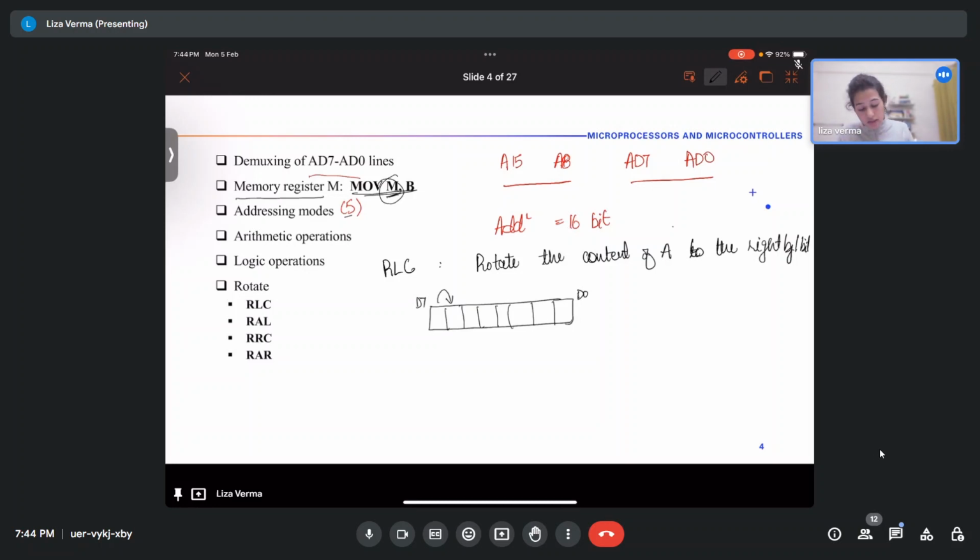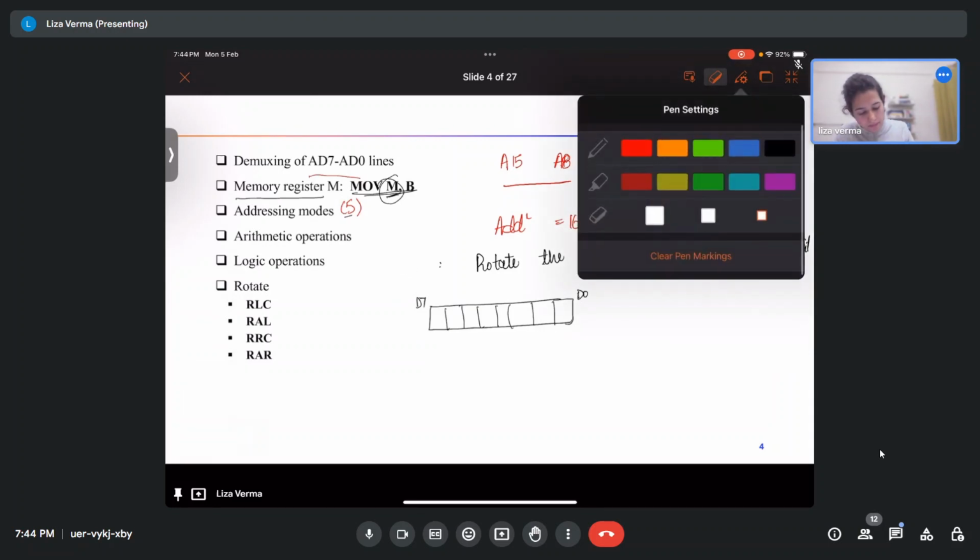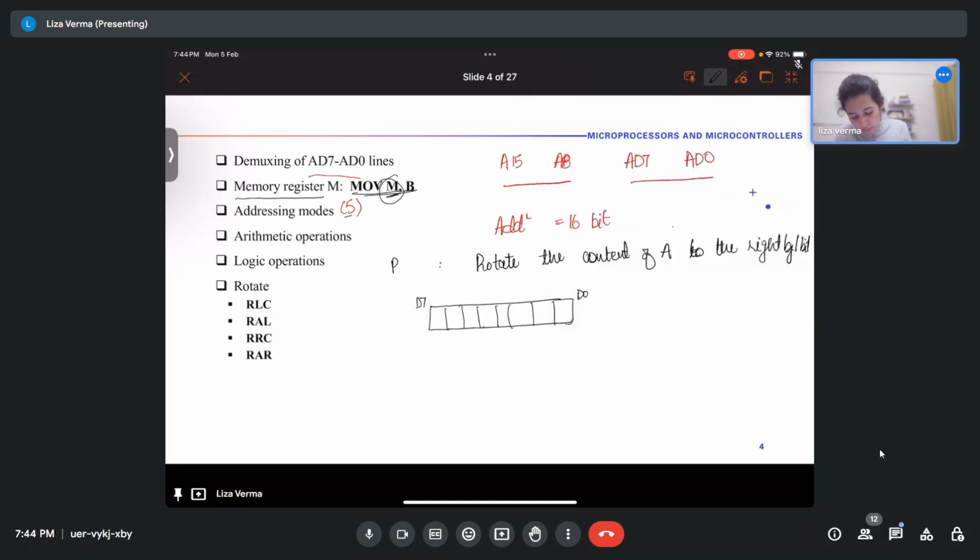RLC is left. I'm sorry. Well, let's do RRC. I'm sorry, I just got confused. So yeah, RRC means rotate the content of A to the right by 1 bit. Okay, so right means this will move here. D7 will move to D6. D6 will go to D5. Similarly, all of these will move.